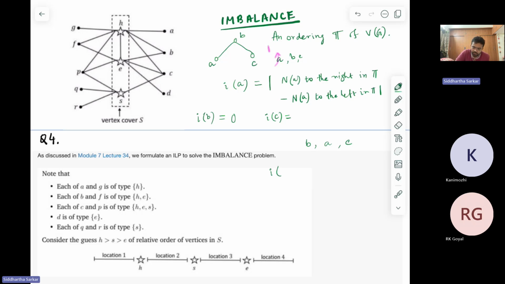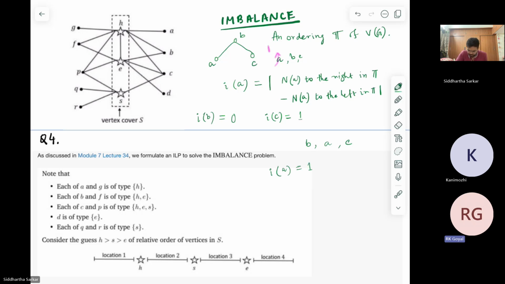No, that is not true. For example, in this case, imbalance of C is 1 minus 0. But let us say the ordering was BAC. Then what is the imbalance of A? So if it is A, then B to A and then A to C. So imbalance would be equal to B to A to C, which would be 0.